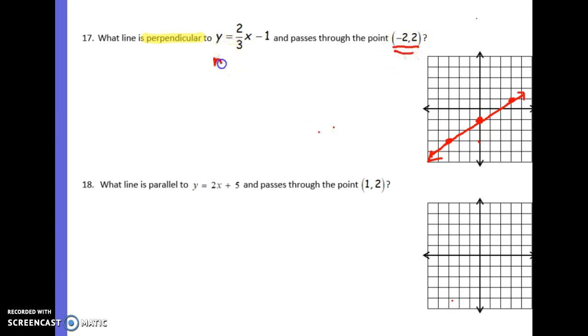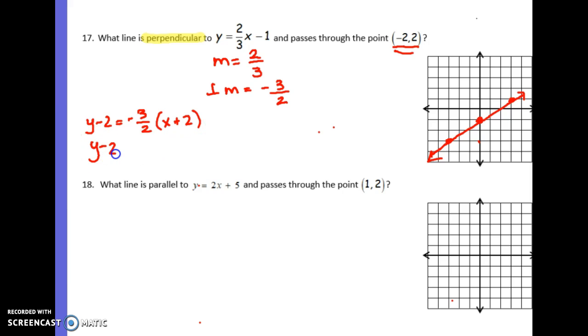And we want this one to be perpendicular and going through -2, 2. So our slope here is 2/3. Our perpendicular slope is actually going to be -3/2, opposite reciprocal. We're going to use that new slope with the point, so it's y minus 2 is equal to -3/2 times x plus 2. We distribute: y minus 2 equals -3/2 x, minus 6/2, so it's -3. Then we're going to add 2 to both sides. So our final equation is y is equal to -3/2 x minus 1.